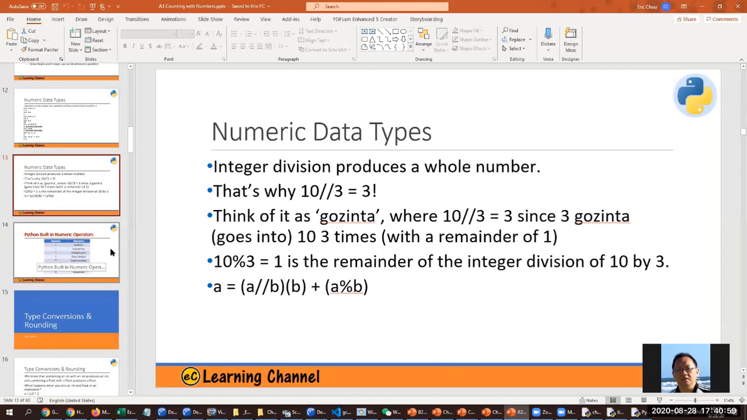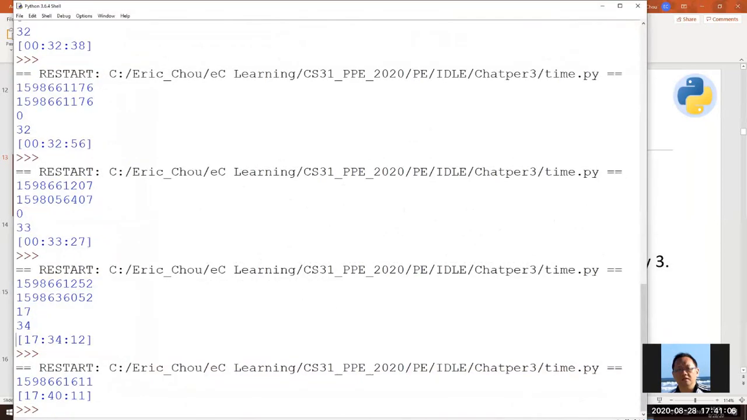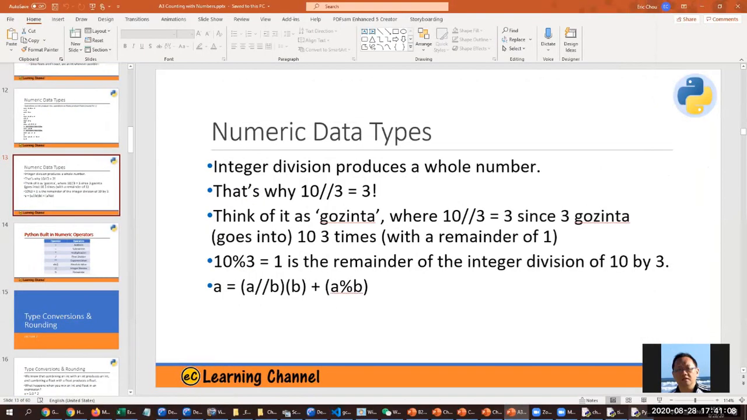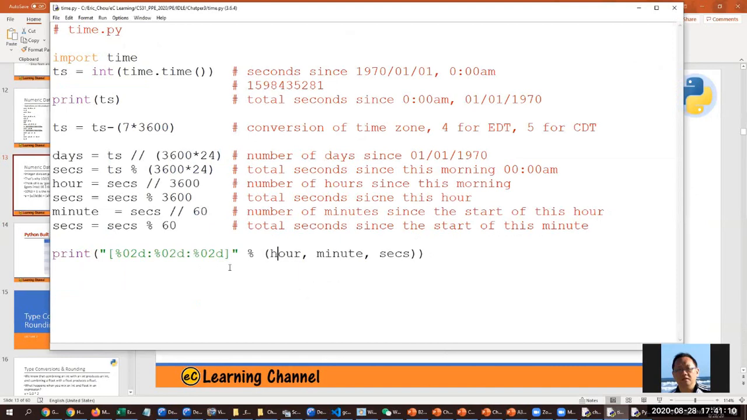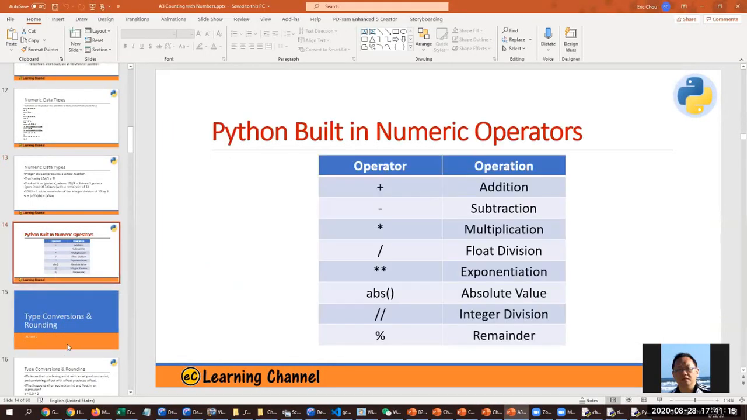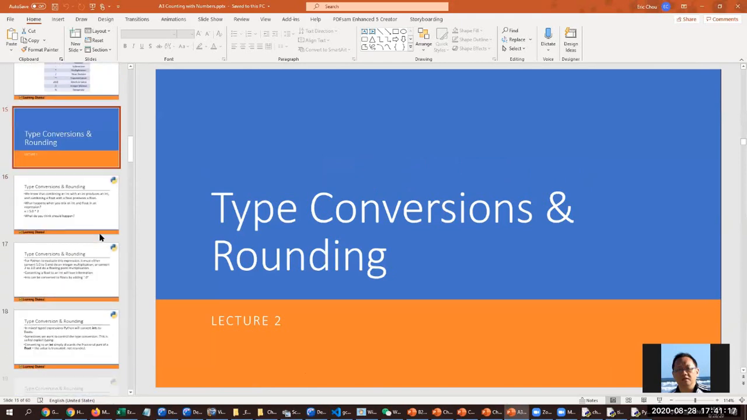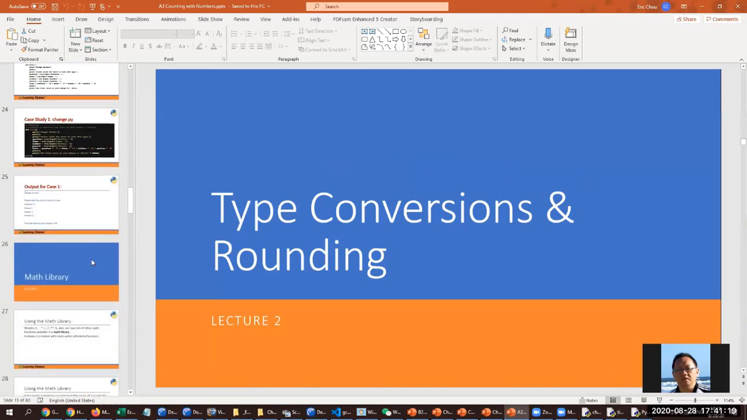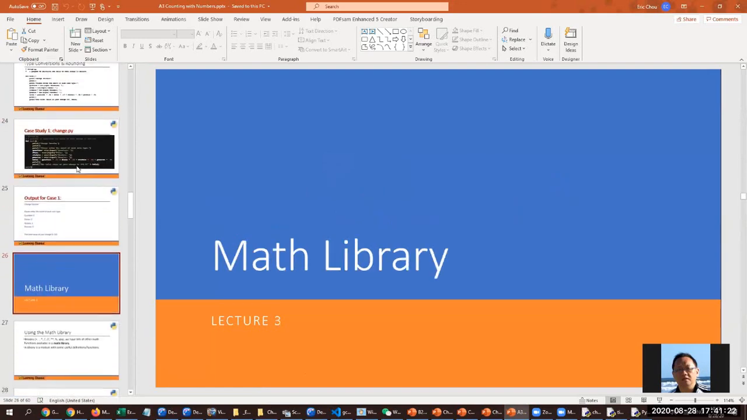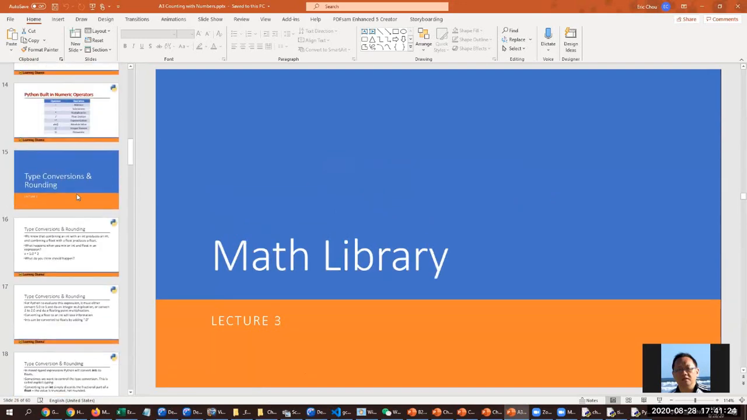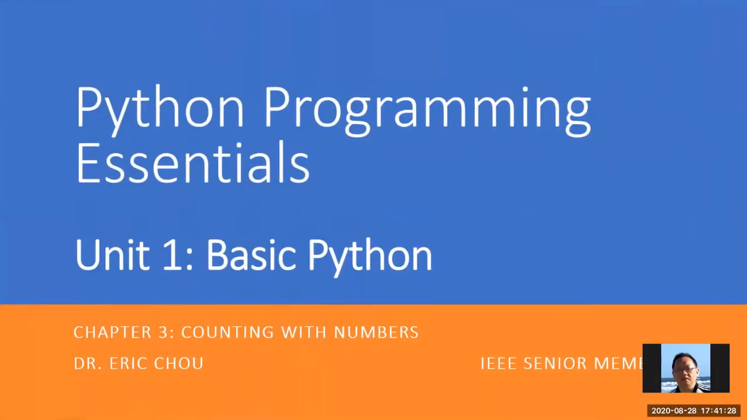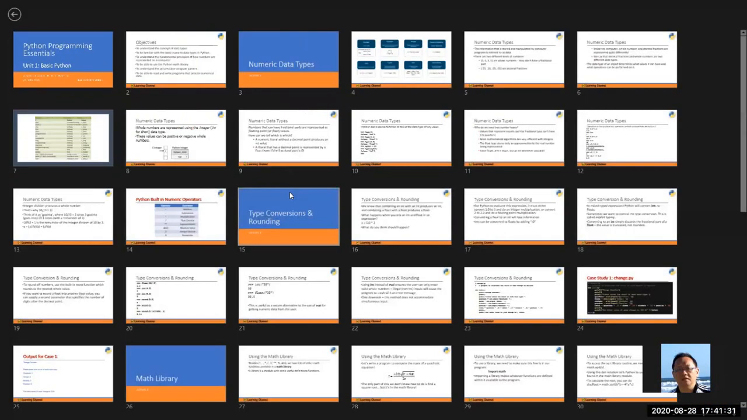So what you need to do after class is please rewrite this time.py program. Is that okay? Okay, I'll continue here. So there's a type conversion and rounding. Let's finish before the class ends. So let's look at this type conversion and rounding, okay?